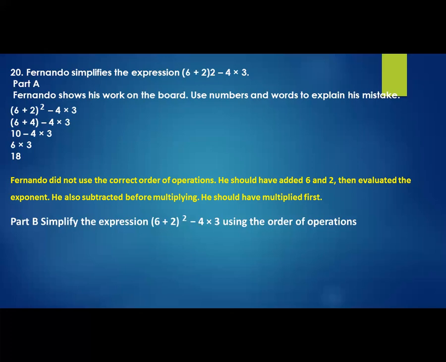Now you will do the correct order of operations and simplify. What will you do first? You will first do 6 plus 2, that is 8 to the power of 2. Then you will find the exponent. 8 to the power of 2 will be 64. Then minus 4 times 3. Then you will multiply. 4 times 3 is 12. So 64 minus 12, the correct answer is 52. But he got 18, which is wrong.